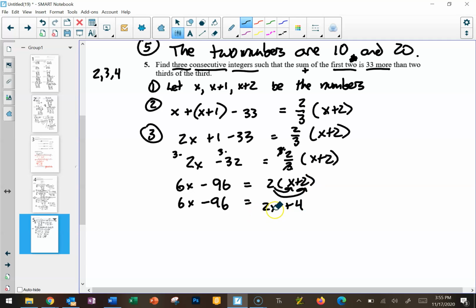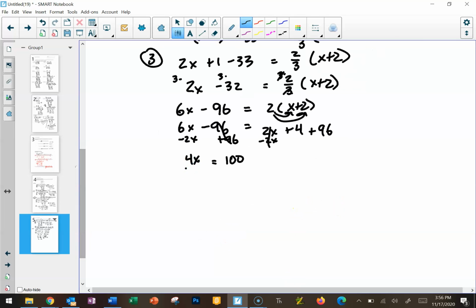Okay, now we're into very simple territory here. Just subtract 2x, subtract 2x, we're left with 4x. And then we've got to bring the 96 to the other side, so we've got to add 96 to both sides. That nixes this out, and I'm left with 4x equals 4 plus 96 is 100. That's pretty simple math. Divide by 4, and I'm left with x equals 25.